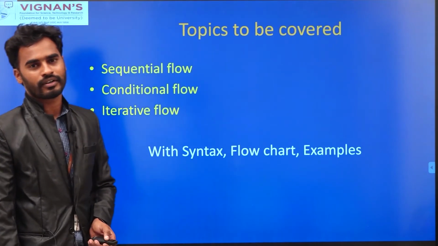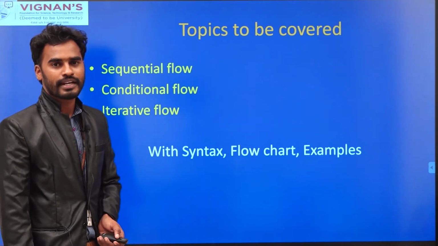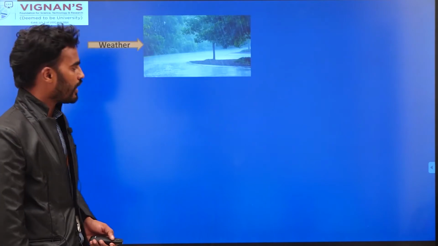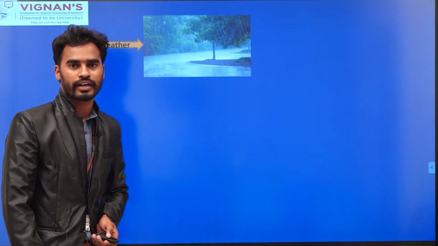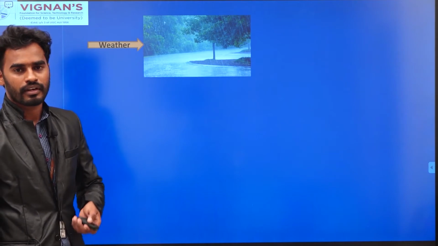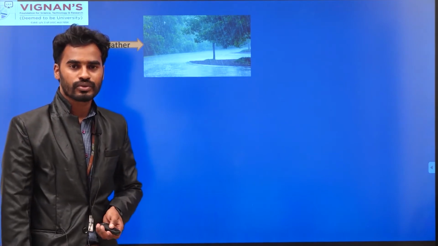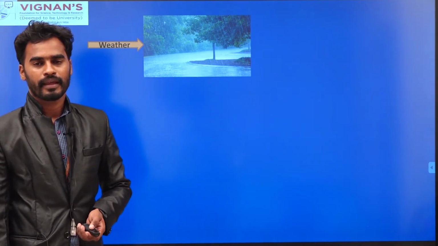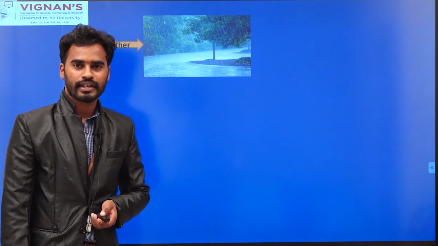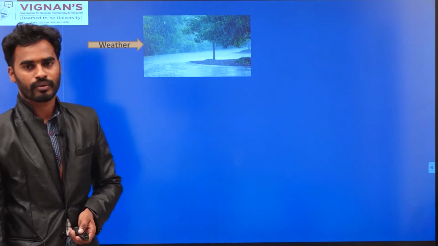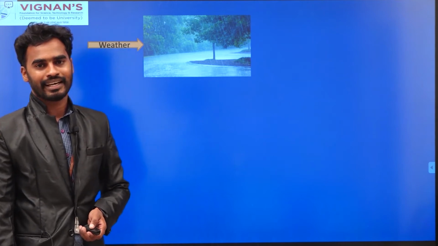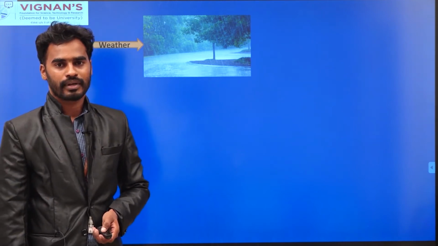The topics to be covered today are sequential flow, conditional flow, and iteration flow. So why do you need all these things? Assume that you have two vehicles, a bike and a car, and if you want to go outside, which one would you choose, the car or the bike? It depends on the weather condition. If the weather is rainy, generally people prefer to go in a car. If the weather is clear, people prefer to go by bike because it's economical.